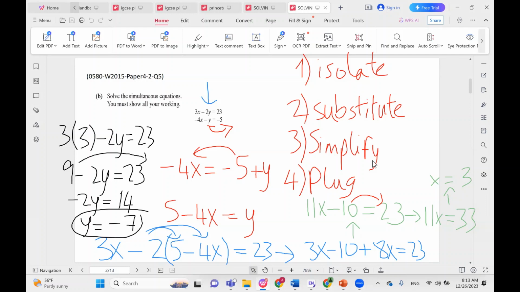So you have y equals negative 7. You have x equals 3. And that is the final answer. It would be a good idea sometimes, actually all of the time, to check.